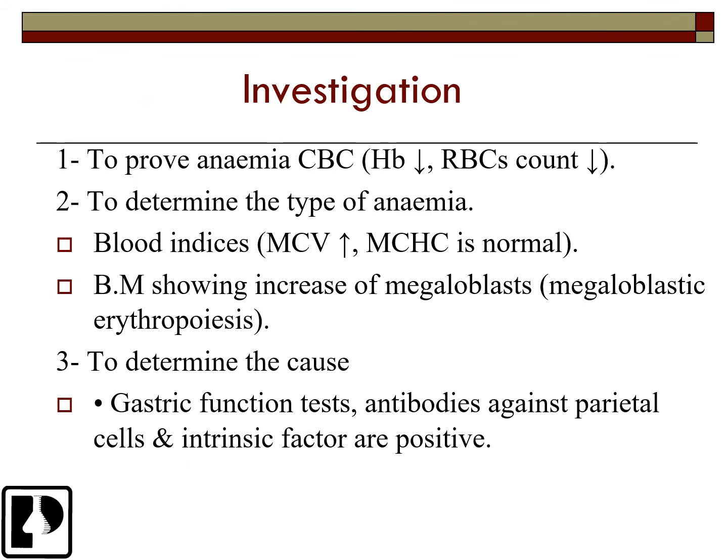Investigation to prove anemia, we do a CBC. We find the hemoglobin is decreased, RBC count is decreased. To determine the cause, in the blood the MCV is increased, but MCHC is normal, and this is very important. MCV is increased, but MCHC is normal. Bone marrow shows increased megaloblasts. If we do bone marrow, we find that the RBC size is increased, and this is called megaloblastic erythropoiesis.